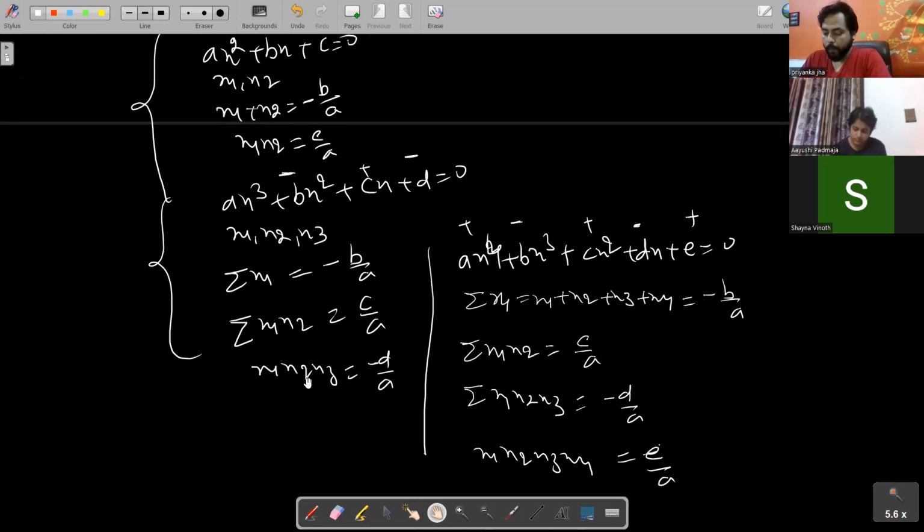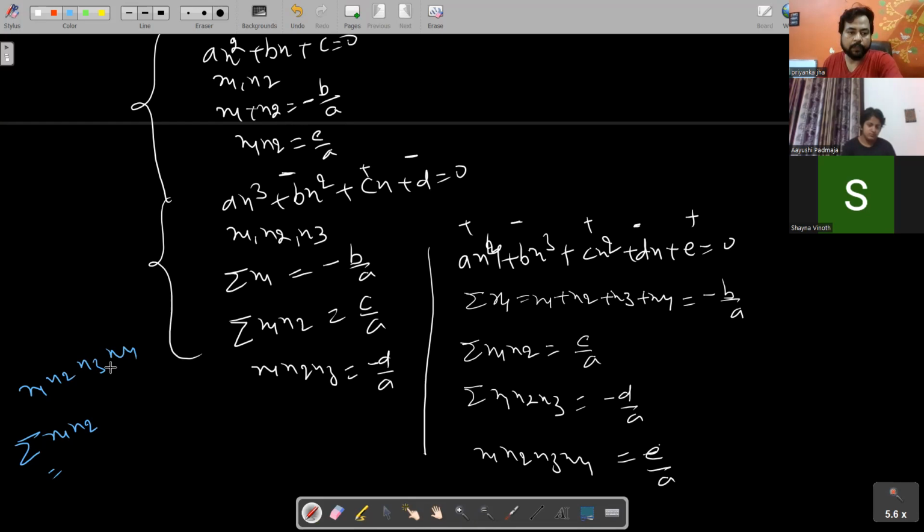So I didn't understand the summation in groups. What does that mean? Which one? Like x2, x1, that part. See, it means the summation of x1, x2. Suppose you have four roots: x1, x2, x3 and x4. And the summation is taken two at a time. So this is called the sum of roots taken two at a time.